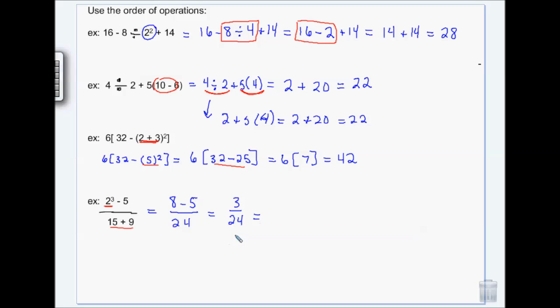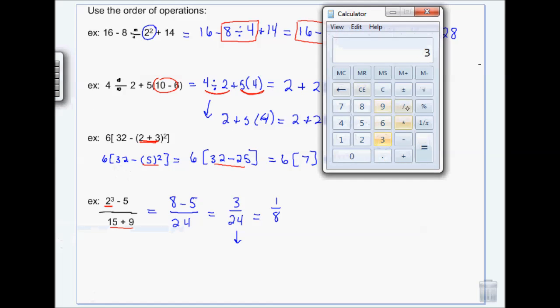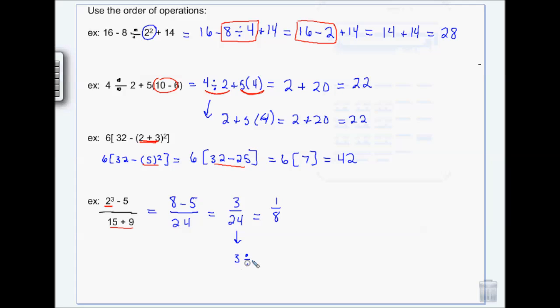And then I can either reduce the fraction or I can divide. If I reduce the fraction, I'm going to get 1 over 8. If I divide, I'm going to get 3 divided by 24, so I'm going to get 0.125. And these are equivalent, so either way.